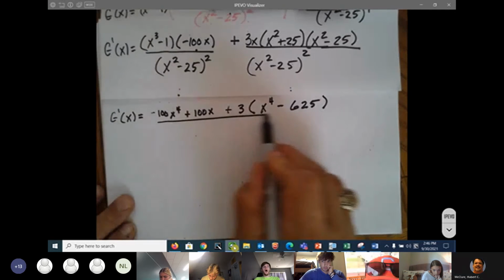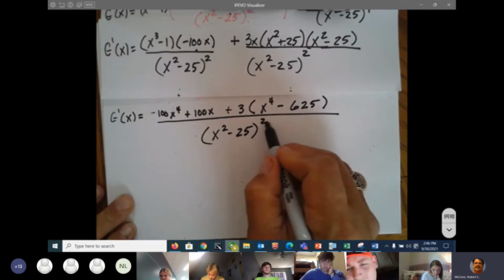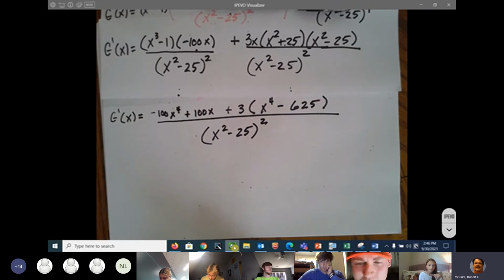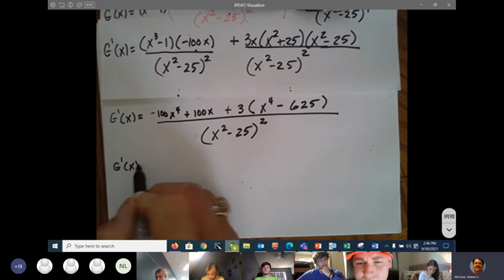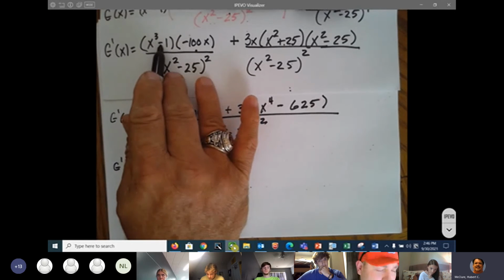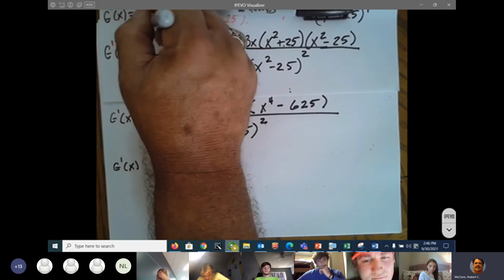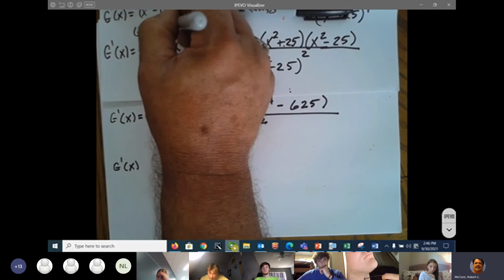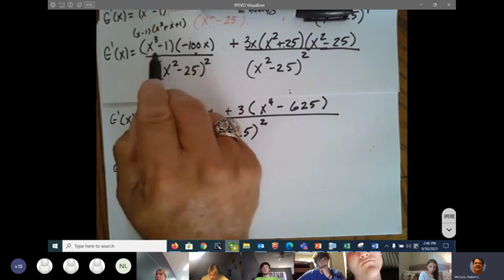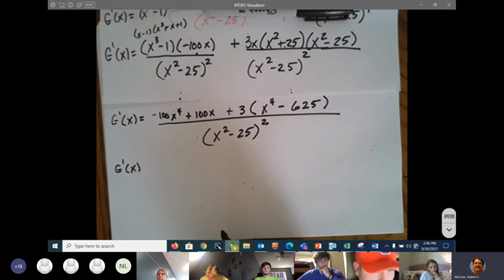All over x squared minus 25 quantity squared. Did somebody check 25 squared? What is 25 squared? 625. Okay. G prime of x. I hope they didn't want to expand this x cubed minus 1, because that would be x minus 1 times x squared plus x plus 1. I hope they didn't want to do that. I'm scared they might want to do that. That might be the difference in our answer.